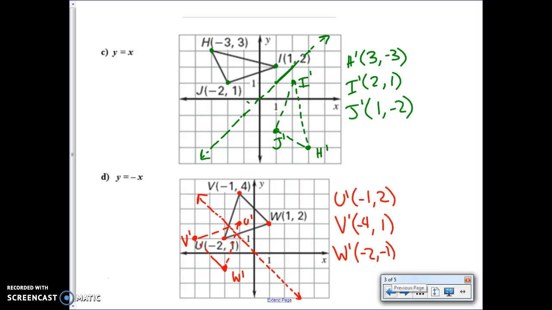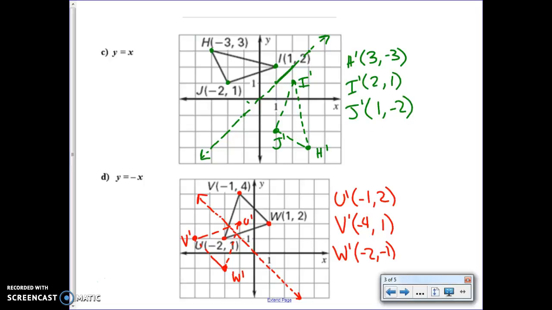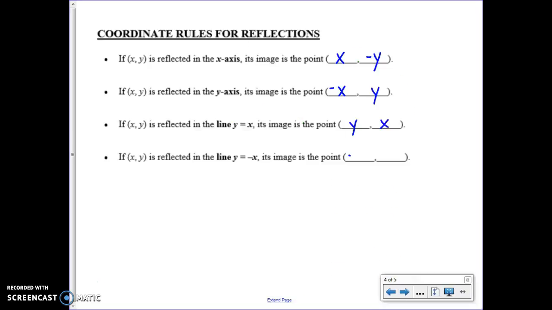All right, for y equals x, if my point I was at (1, 2), I prime was at (2, 1). So it looks like with H, I, and J, they just switched places. They weren't opposites, we just switched their places. So (y, x). And then for reflecting over y equals the opposite of x, let's look at W, which is (1, 2), and then W prime was (-2, -1). So it looks like they switched places and they both became the opposite. So the opposite of y, the opposite of x.